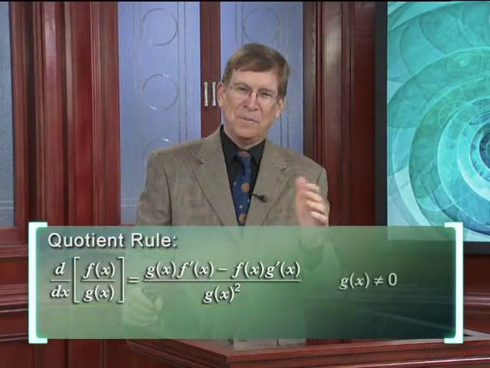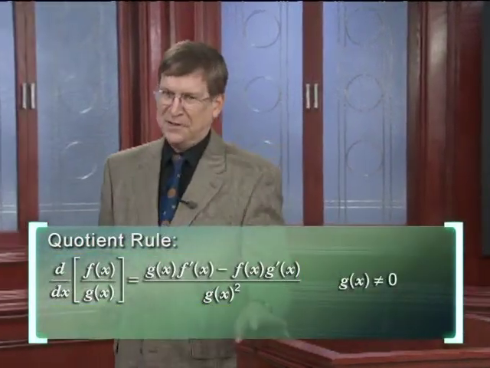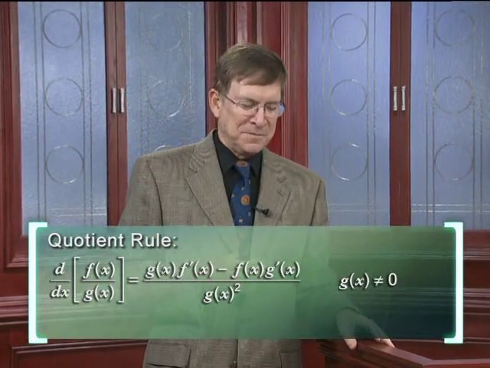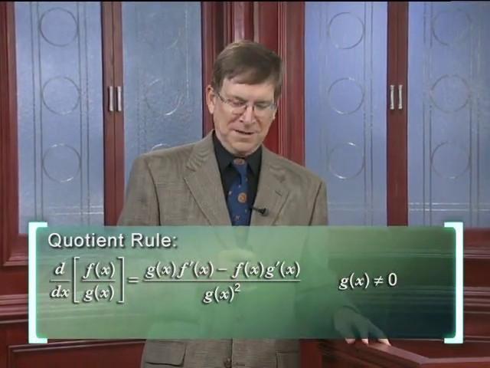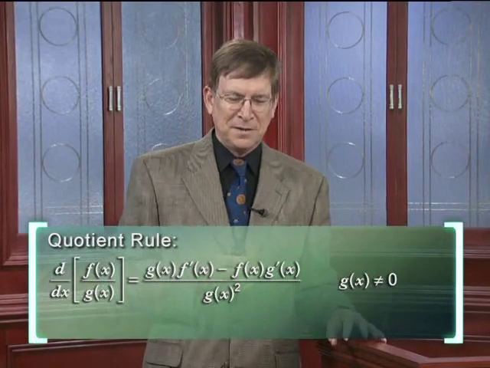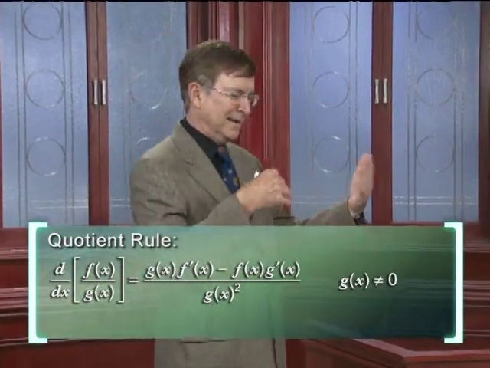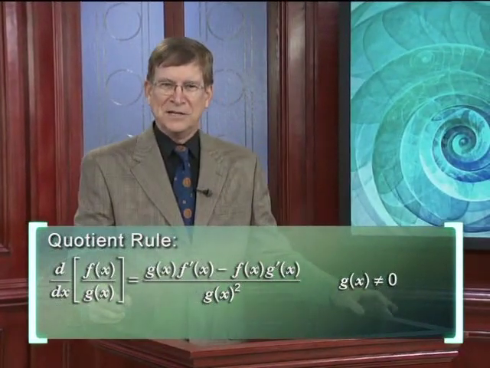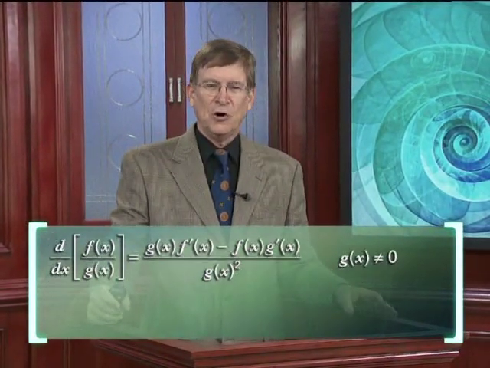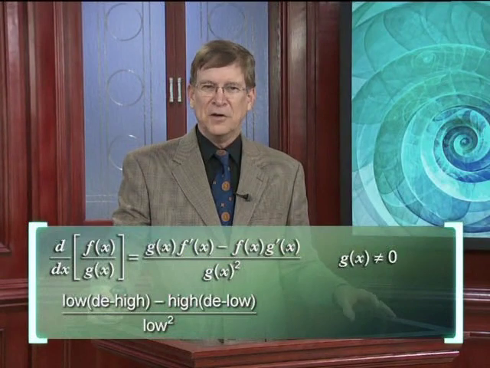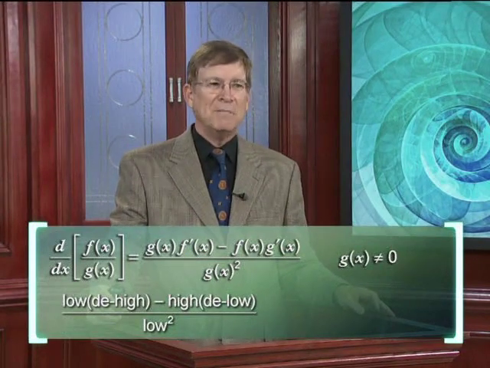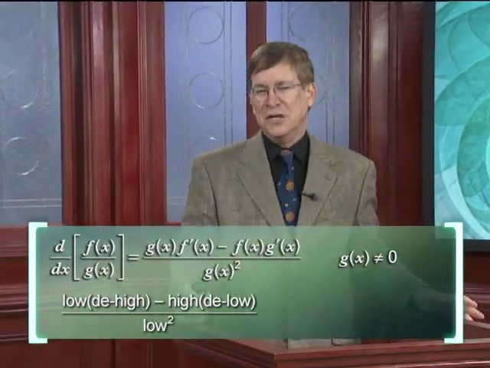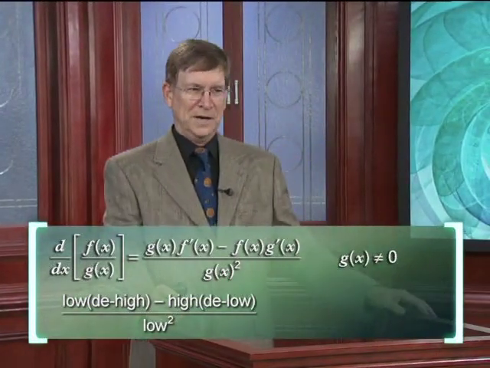And of course, in this formula, g better not be 0. You can't divide by 0. I've heard all kinds of methods to memorize this formula. Students have come to me with little jingles and techniques for memorizing this. One of them that I sort of like is if you call low the denominator and high the numerator, it's low d high minus high d low over low squared. D high meaning derivative of the numerator.